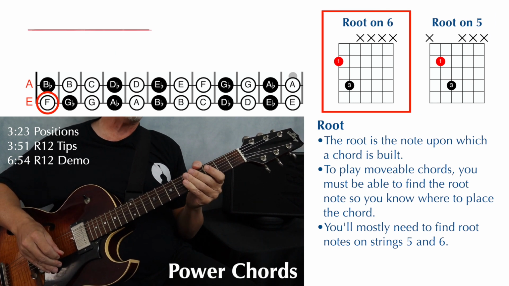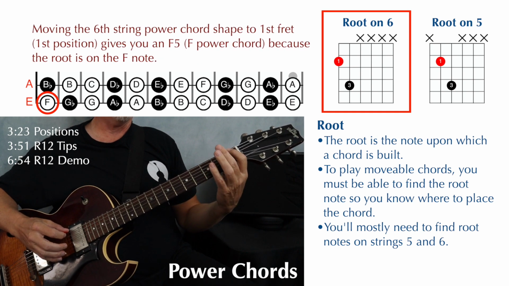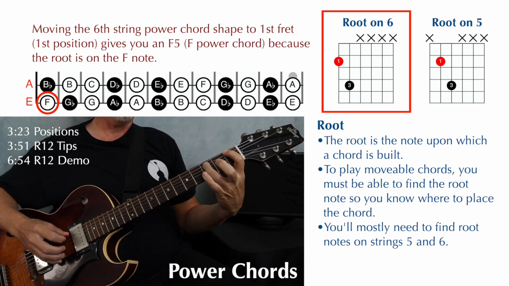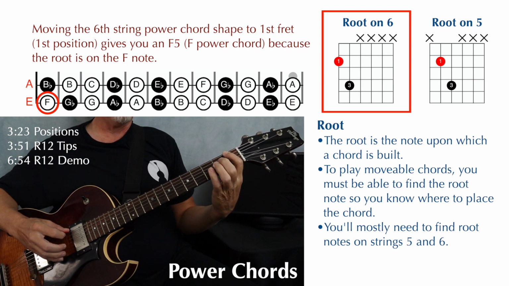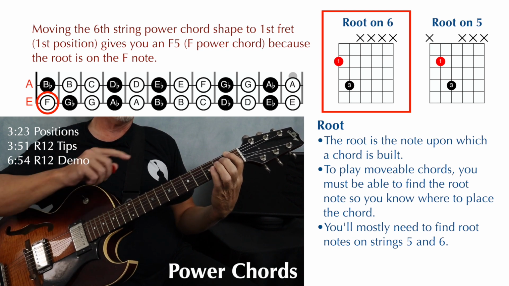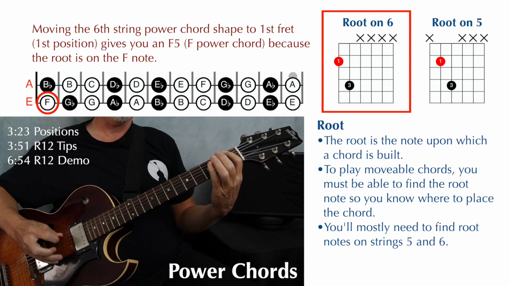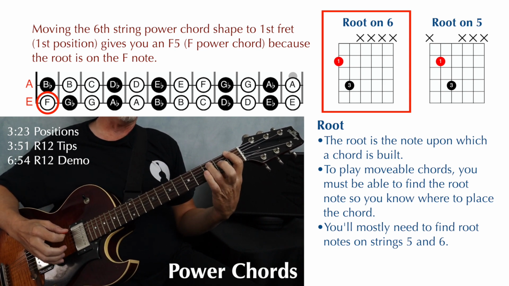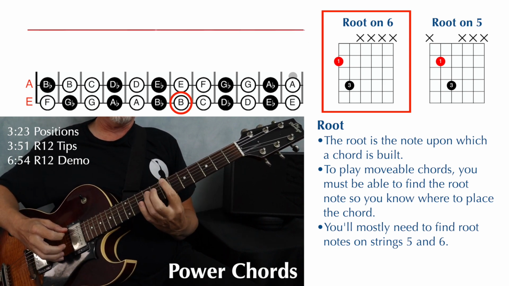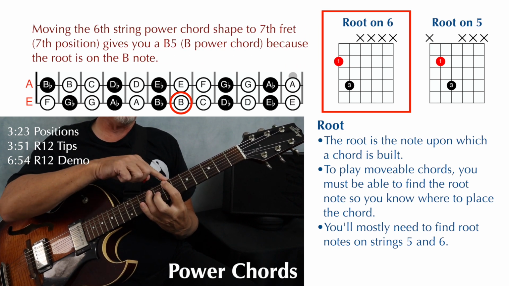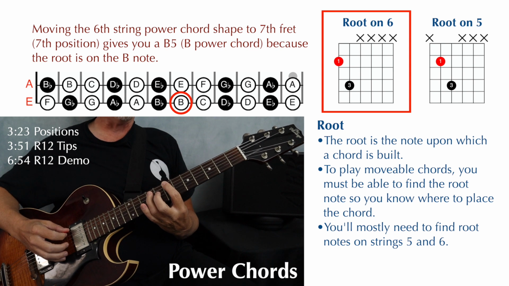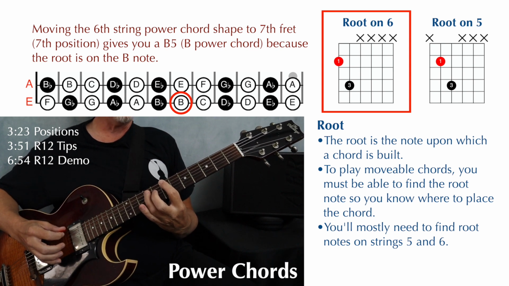Now, if you move the E5 to the first fret, or first position, and play that movable shape, it becomes an F5 because the root is on the first fret, 6th string, which is an F. Take that same shape, move it up to, say, 7th position on the 7th fret. That's a B as your root. Now we're looking at a B power chord, or a B5.